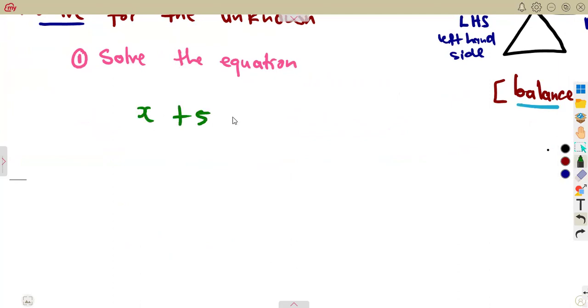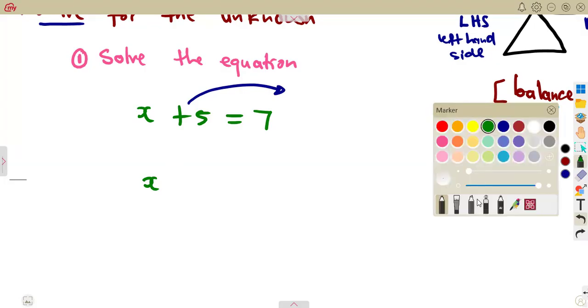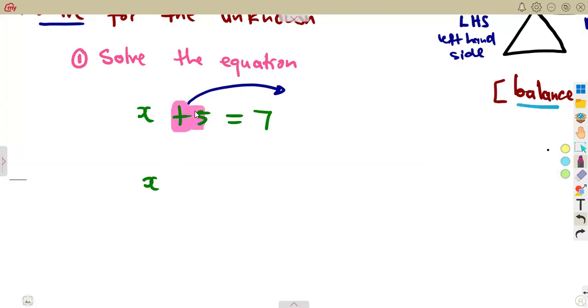x plus 5 is equal to 7. So whenever you're given this, you need to remove this 5. So what are you going to do? Jump this to the other side of the equation. The moment it jumps, it changes the sign. It was a plus. So what is going to happen? It is going to change to be a minus.